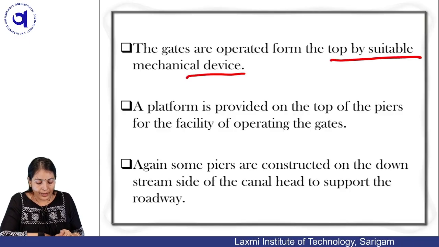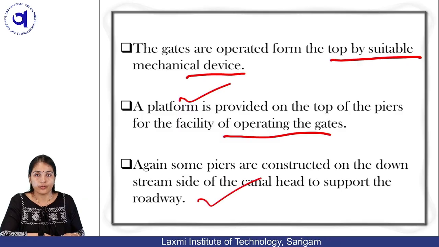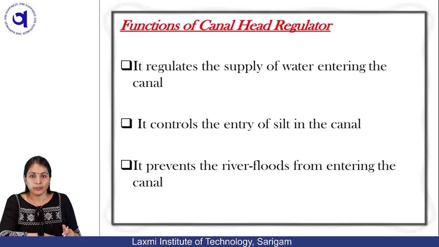The gates are operated from the top by a suitable mechanical device. A platform is provided on the top of the pier for the facility of operating the gates. Again, some piers are constructed on the downstream side of the canal head to support the roadway. So this can be easily understood.